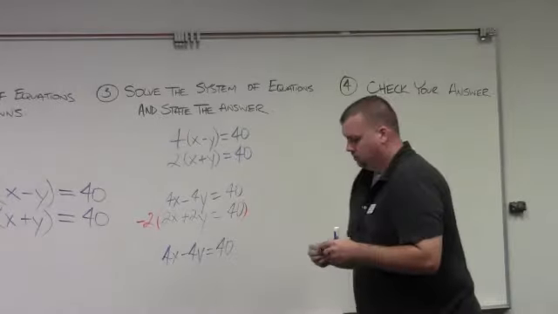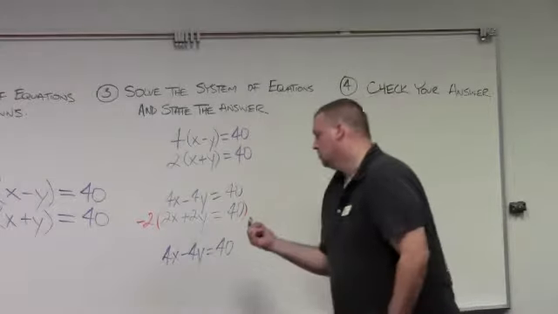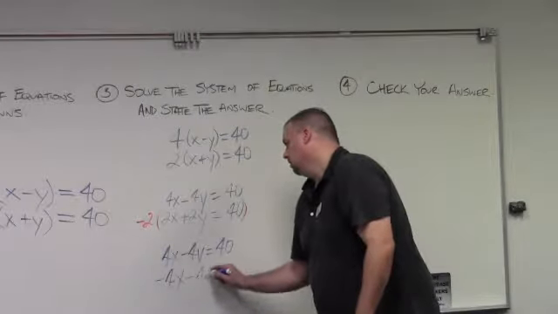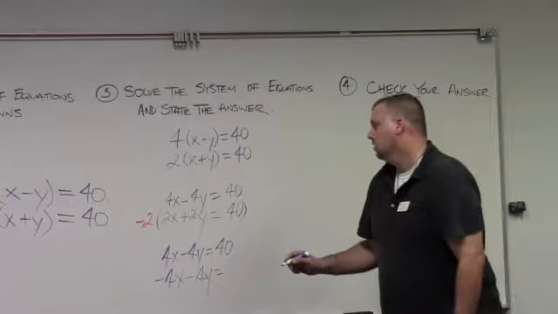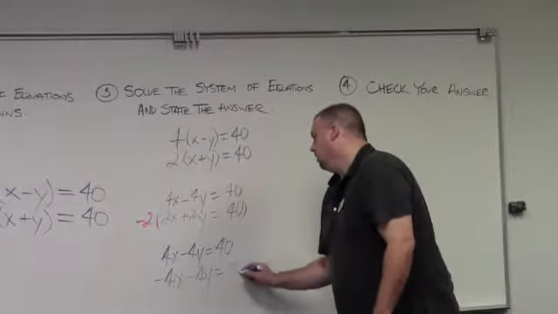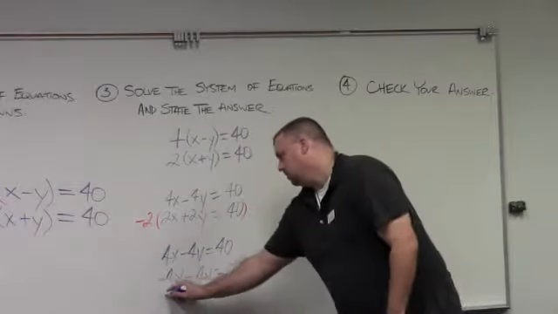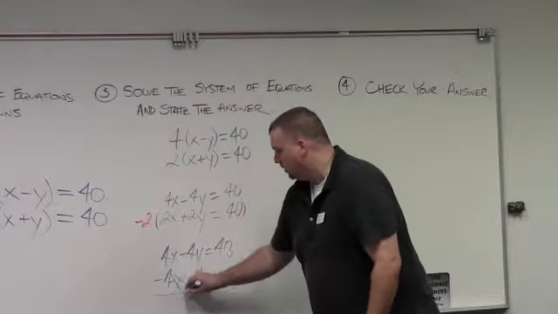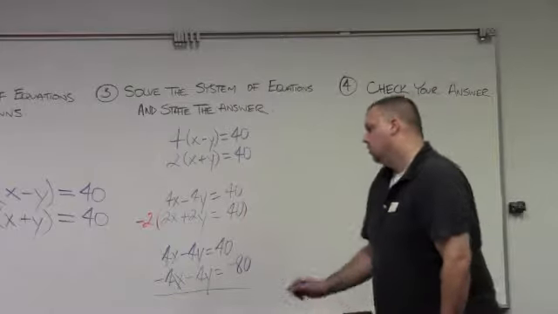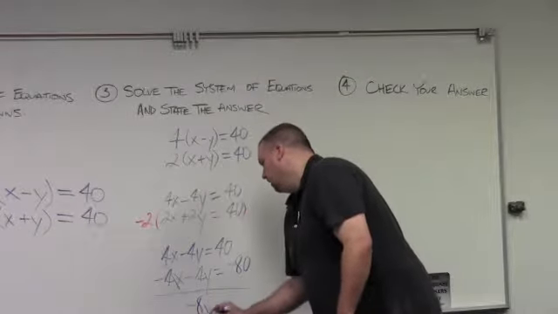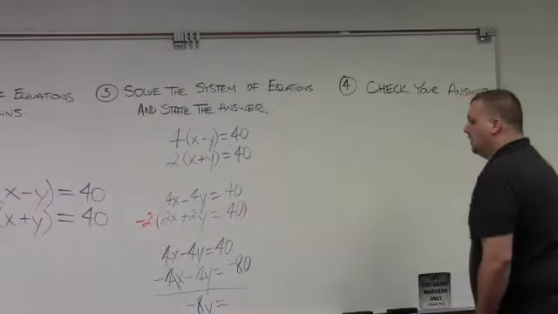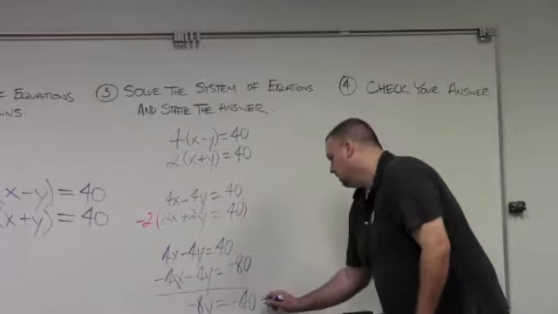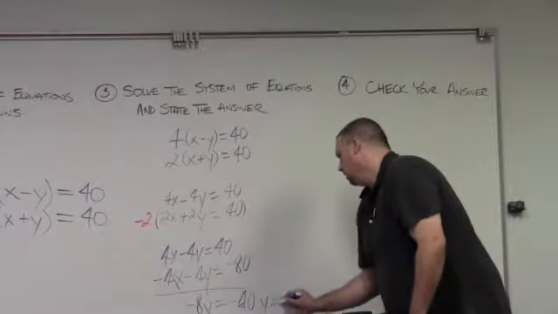What happens to that second equation? What does that become? -4x. And then -2 times 40, -80. So what happens to our x's if we add those two equations together? They cancel out, they eliminate. So I've got -4y and -4y, -8y, 40 minus 80, it's -40. So y ends up being a +5.